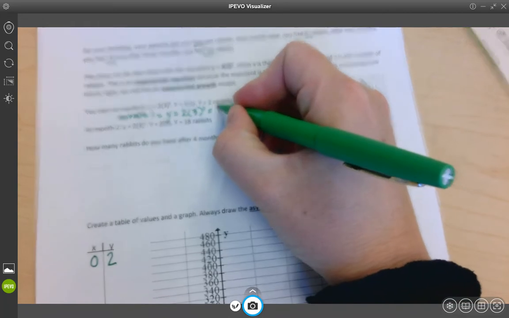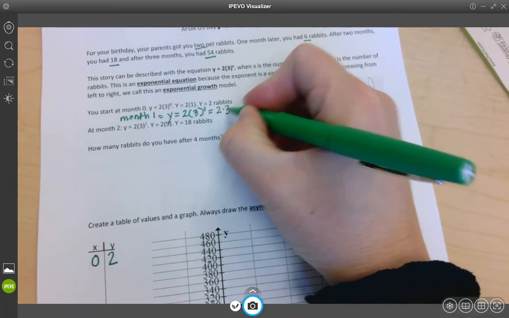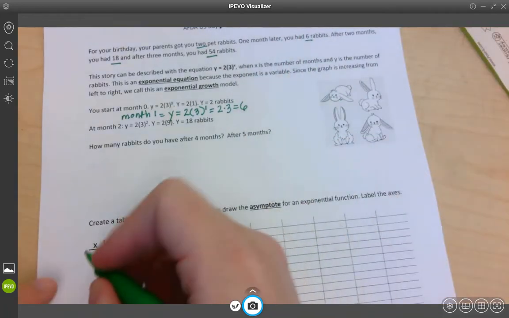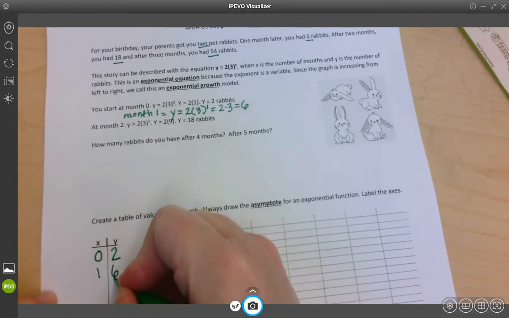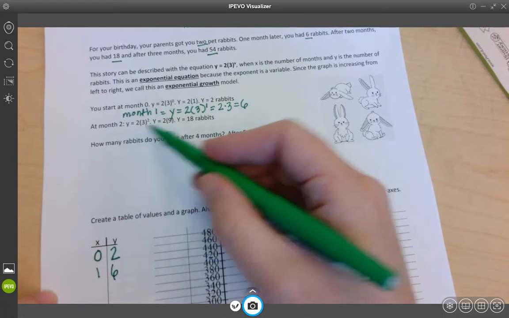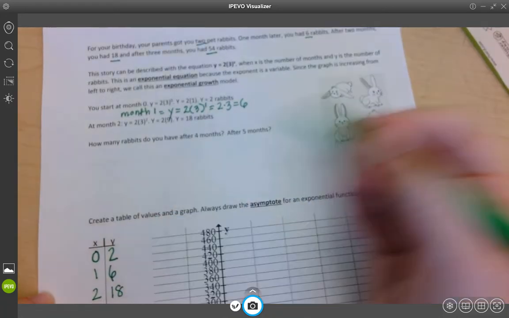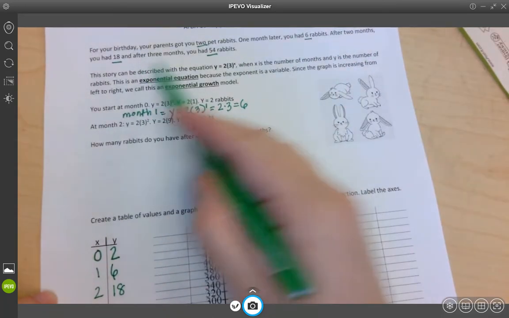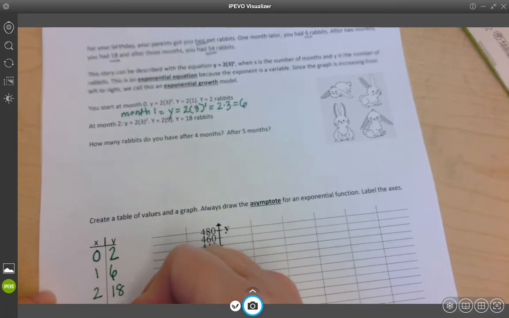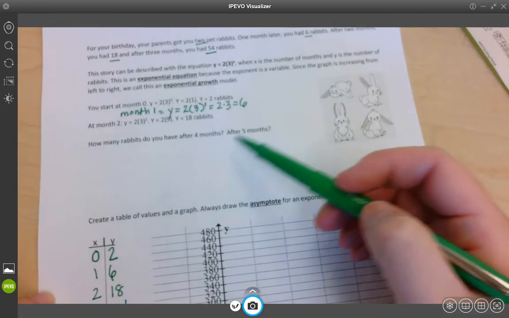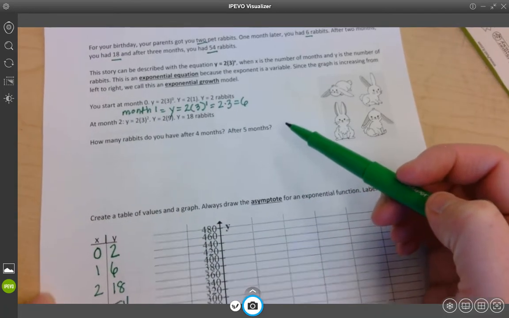So I've got 2 times 3, which is how many rabbits? 6. Good. Remember, that was in the story. 1 month later, you had 6 rabbits. And then 2 months later, we have 18 rabbits. And we also know after 3 months, you have 54 rabbits. So the question is, how many rabbits do you have after 4 months and after 5 months?